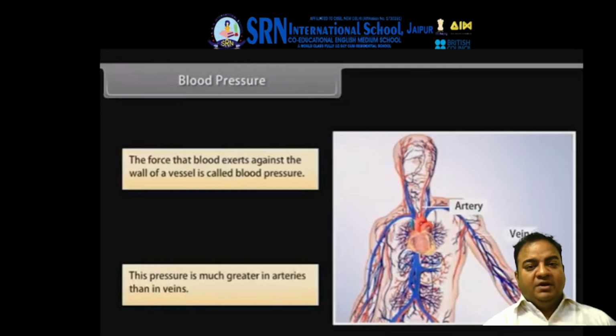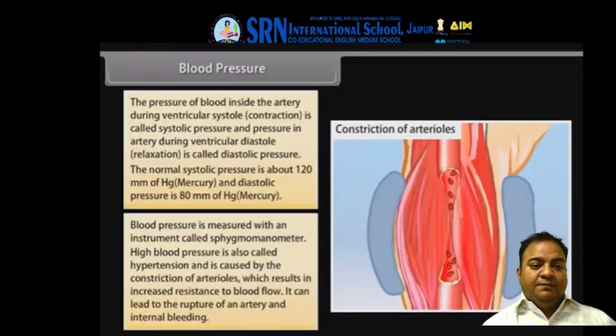These two types of blood pressures, as I have already told you, depend upon the contraction and the relaxation of the heart and are termed as systolic and diastolic blood pressure. The blood pressure is the pressure of the blood inside the artery. During ventricular systole, contraction is called systolic pressure, and the pressure in the artery during ventricular diastole, that is relaxation, is called diastolic pressure.